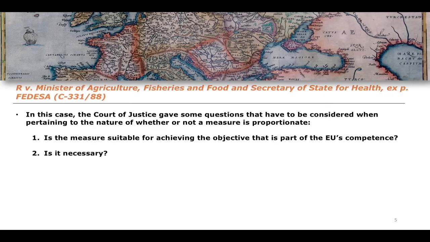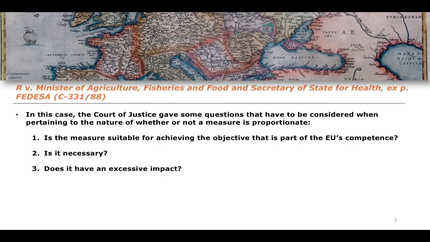The next question is, is it necessary? So could you have done it a different way that would have been less of an infringement on the sovereignty of member states? Is it necessary to have done it in the way that it is being done? This again doesn't necessarily mean it has to be perfect, but it just suggests that it is not manifestly inappropriate, if we go back to the wording of the Vodafone case.